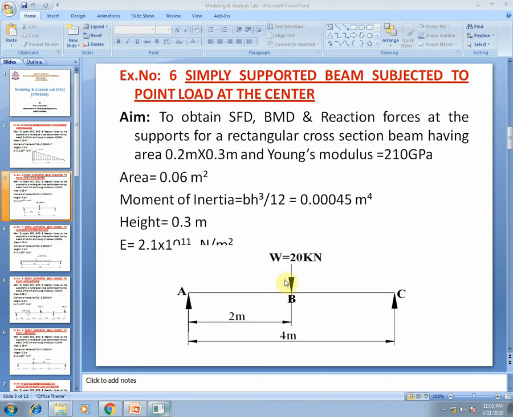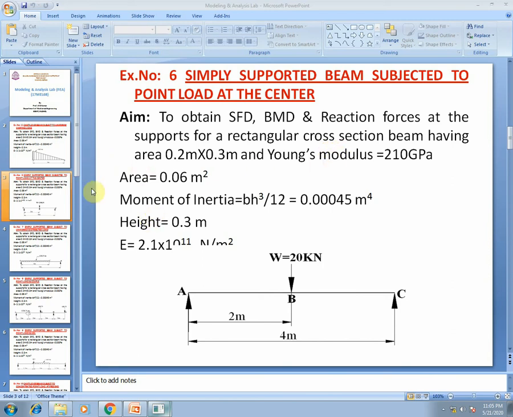Myself is Vijay Lakshmi. Today we are conducting the experiment of a FEM lab, simply supported beam subjected to the point load at the center. Aim is to obtain the SFD, BMD and reaction force at the support for a rectangular cross-section beam of 0.2 meter by 0.3 meter, and the Young's modulus is 210 gigapascals. Area is 0.06 meter square.